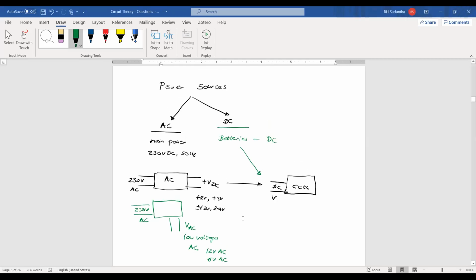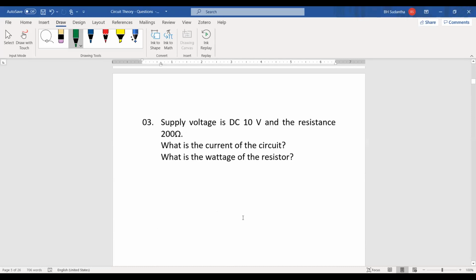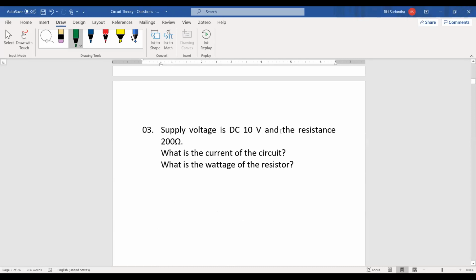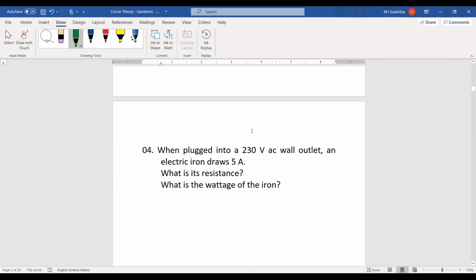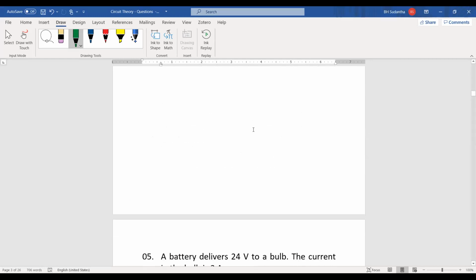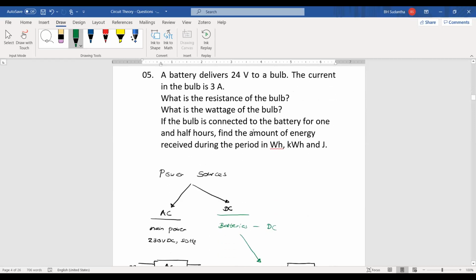Then these are the power sources. Here you can see the power source supply voltage is DC 10 volts and the resistance 200. We don't mention specifically the power source, but you can see the DC 10 volts is provided to the circuit. Here, when you plug into 230 volt AC, the power source is 230 volt commercial power. But in the fifth question, our power source is a battery. The battery delivers 24 volts to a bulb. Like that, we are using different power sources.